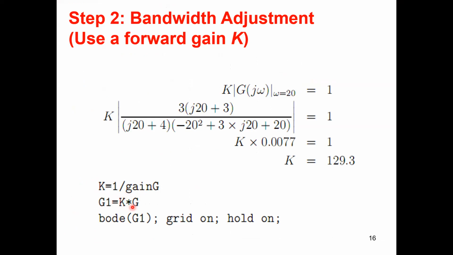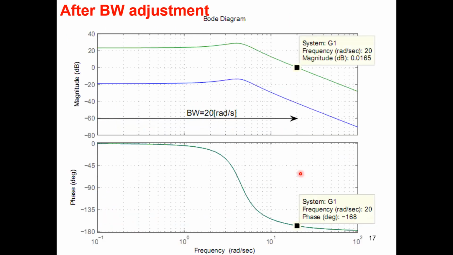So we'll give it a new name like G1. So we keep developing or modifying the plant. Initially it was just G, now it is G1 with this new gain. Then you can draw the new plant using this command, bode G1. So when you do that, this is the result.